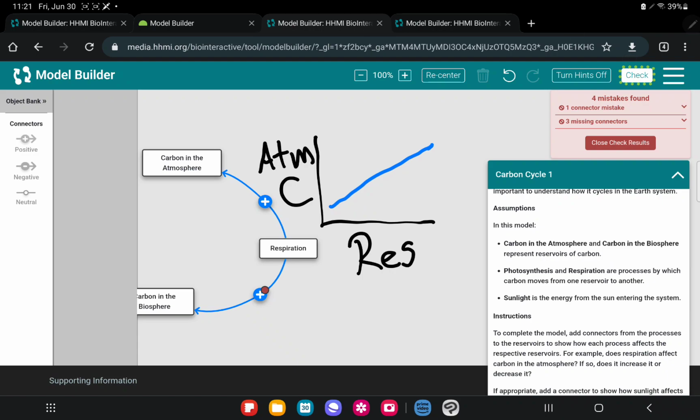So as respiration is low, carbon in the atmosphere will be low. And when respiration is very high, carbon in the atmosphere is going to be high. So there's a positive relationship or a positive slope to that connector. And respiration produces carbon into the air, so that is why we have a positive connector going there.